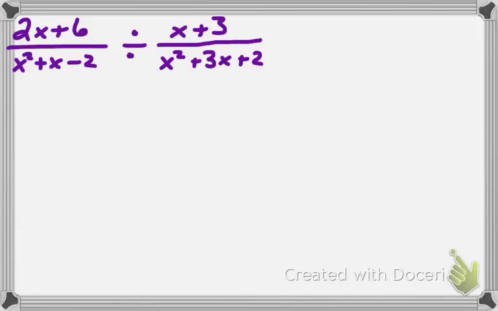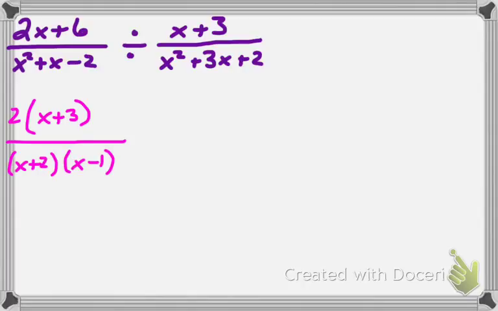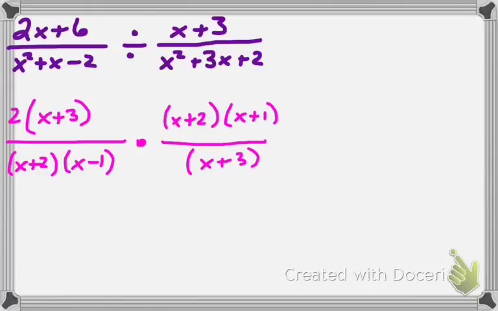Okay, here's what I did. I'm going to rewrite it. I'll rewrite it as I factor it. So 2 times x plus 3 on top. Bottom, x plus 2, x minus 1. Times, on top, x plus 2, x plus 1, and on the bottom, x plus 3. That's what you should have had.